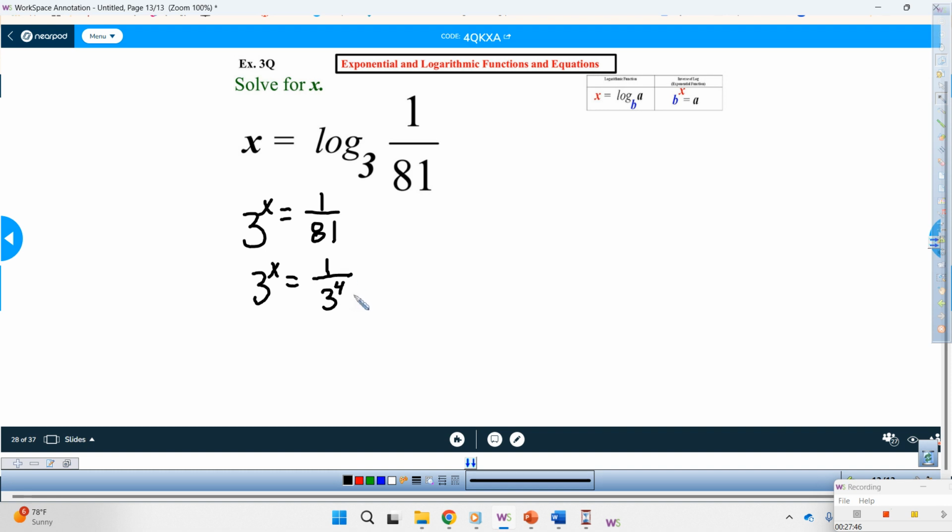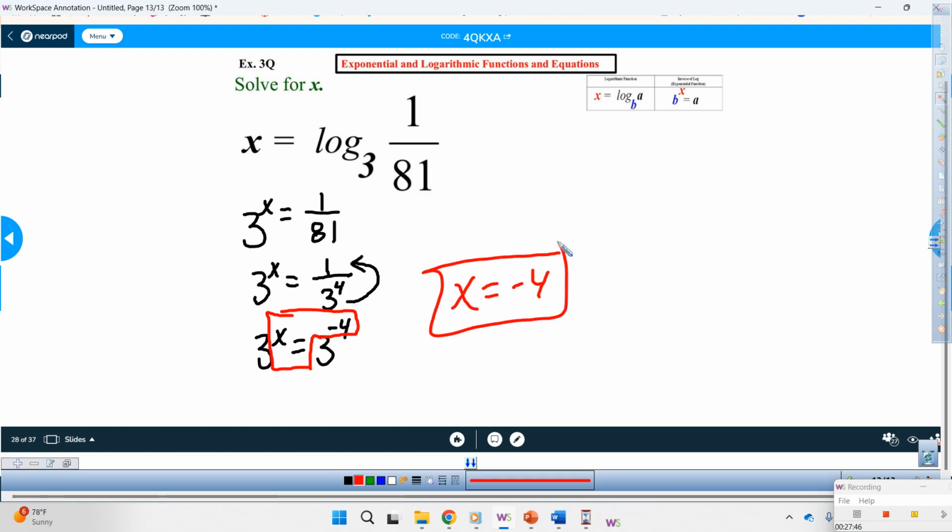Now we just need to bring this one to the top. So this becomes what? 3 to the x equals 3 to the negative 4. And last but not least, focus on the exponents. X equals negative 4. And if you got that by yourself, all right, let's do another one.